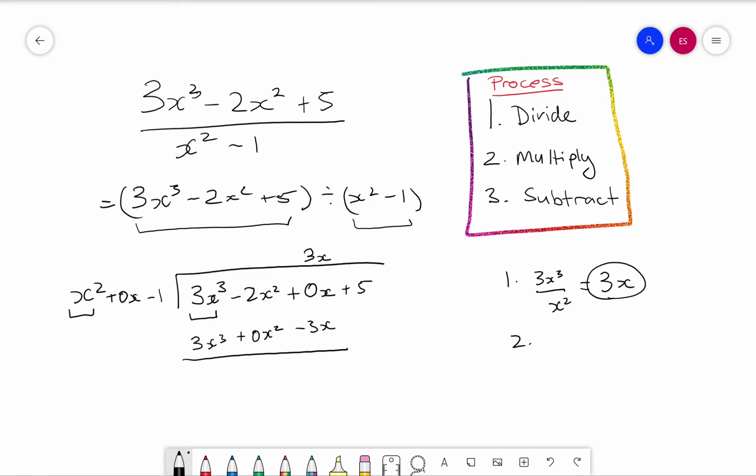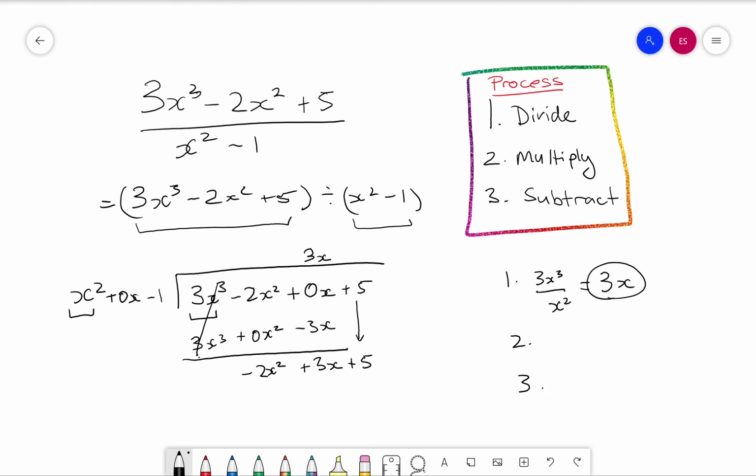So 3x cubed minus 3x cubed, they'll cancel out. Negative 2x squared minus 0x squared, we'll get negative 2x squared. 0x take negative 3x is positive 3x. And before we restart the process, we just need to make sure we bring this positive 5 down. Bring it here. Awesome. So we've done step 1, step 2, step 3.